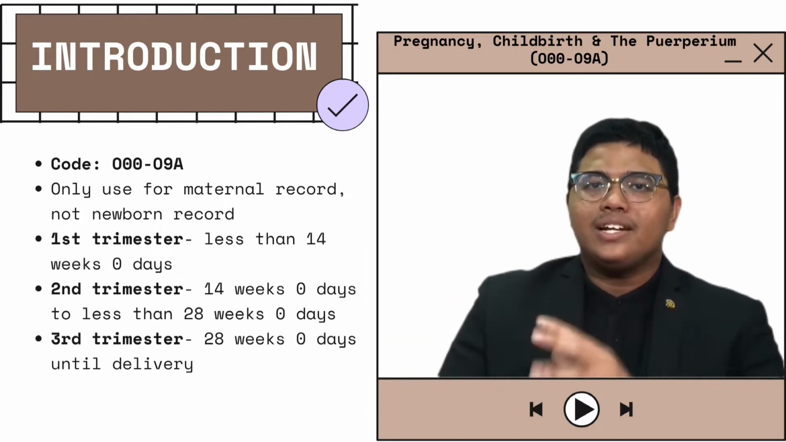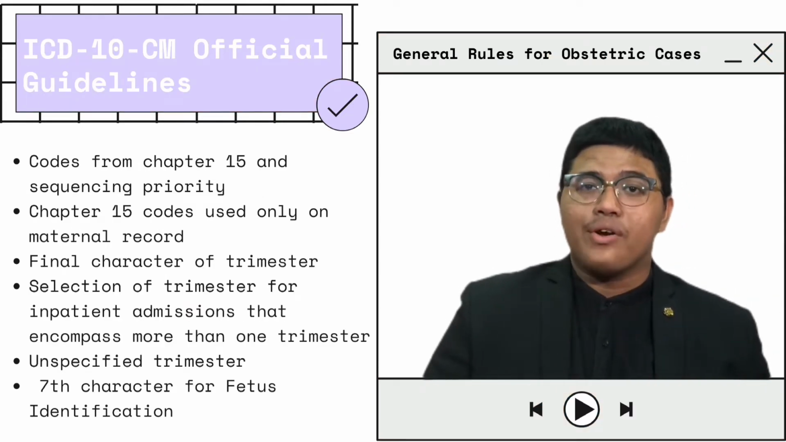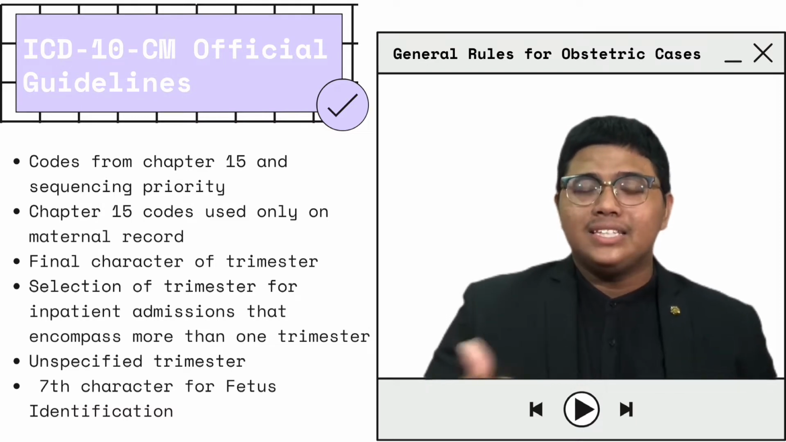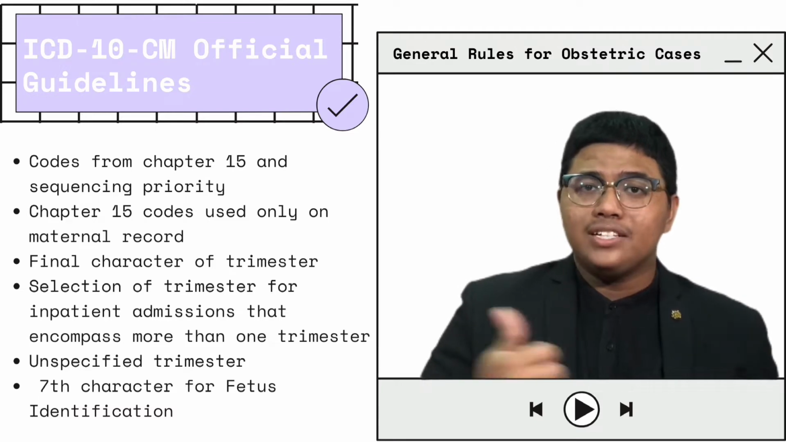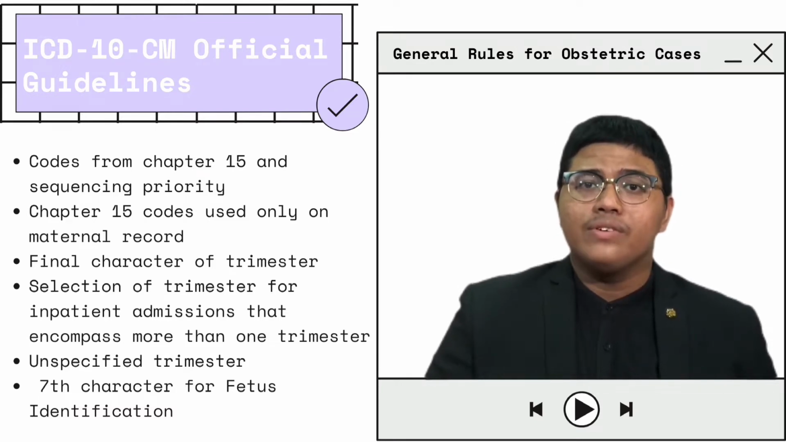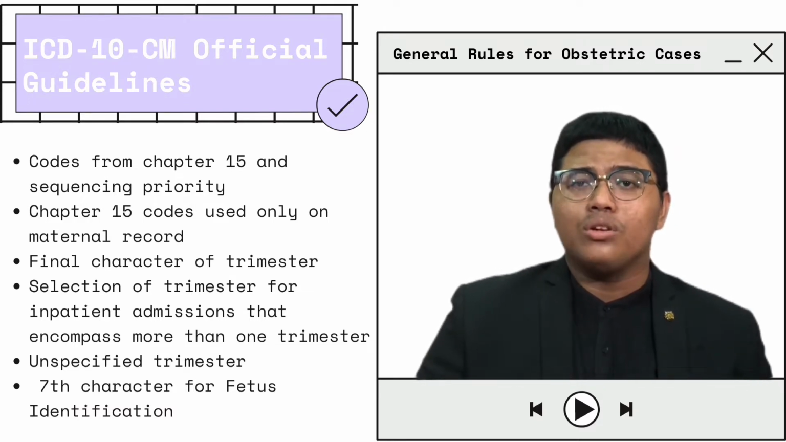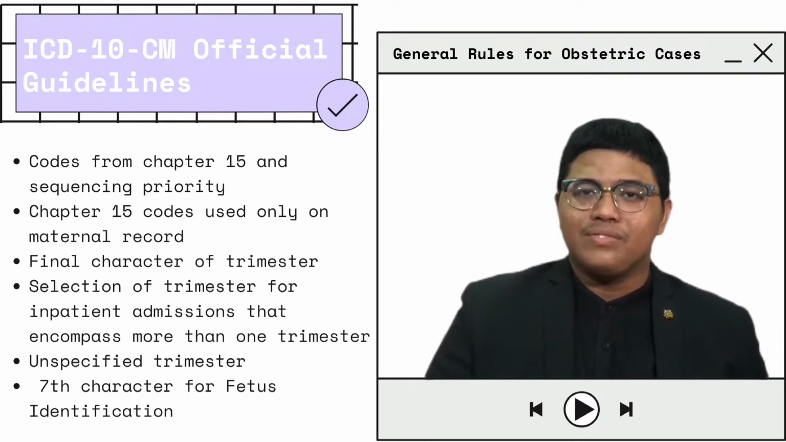Now, we move to the general rules for obstetric cases, which consist of 6 points. First is codes from chapter 15 and sequencing priority. This chapter has sequencing priority over codes from other chapters, and we use additional codes from other chapters in conjunction with chapter 15 to further specify conditions. We should document that the pregnancy is incidental to the encounter and then code Z33.1, pregnant state. Incidental should be used in place of any chapter 15 codes.